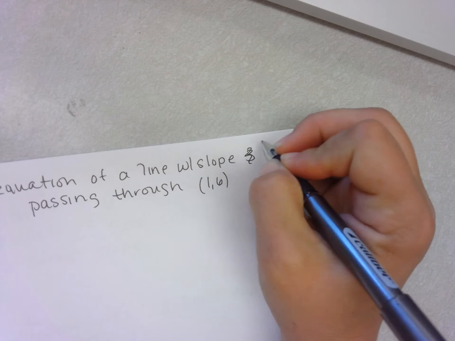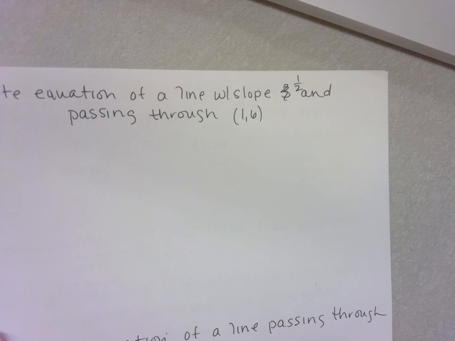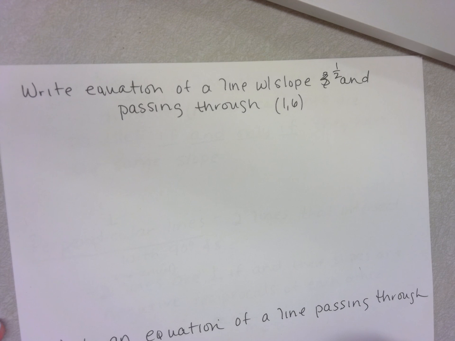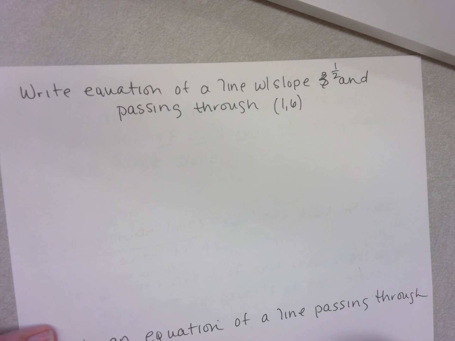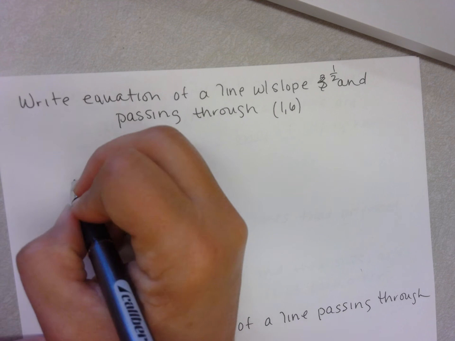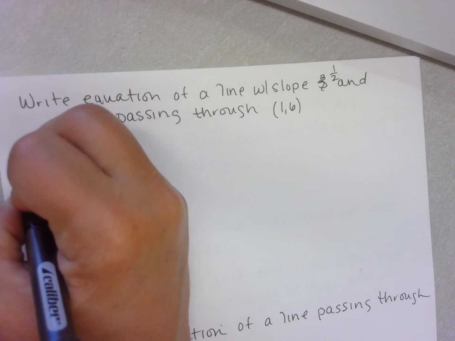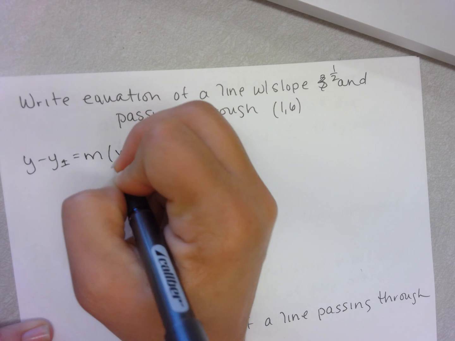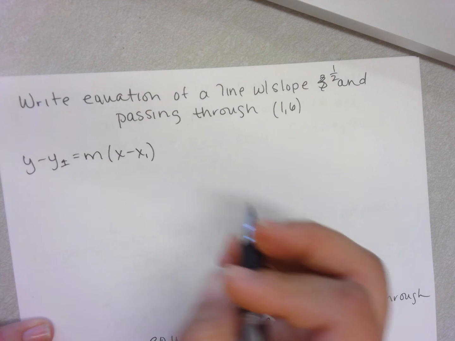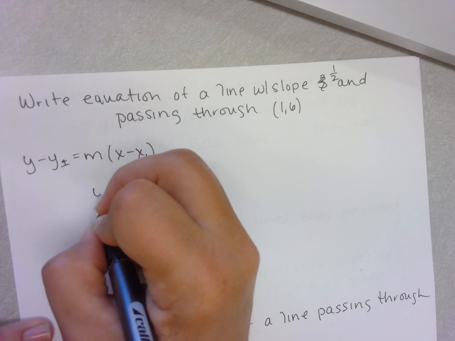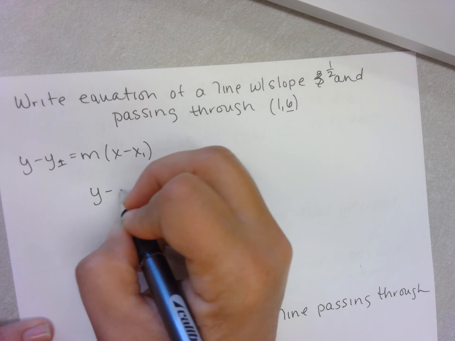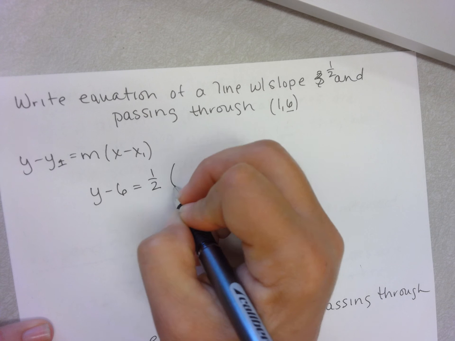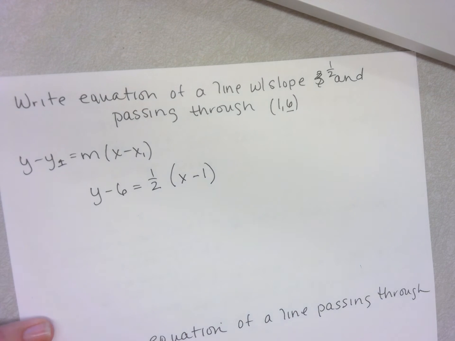Let me use a different slope here. What if I want to write an equation of a line with slope 1/2 and passing through 1, 6? Again, I'm just going to use my point slope equation. I'm going to rewrite this here just so that we have it. And it really is simple. I can use y minus the y-coordinate 6 equals the slope 1/2 times x minus 1. That's my equation.